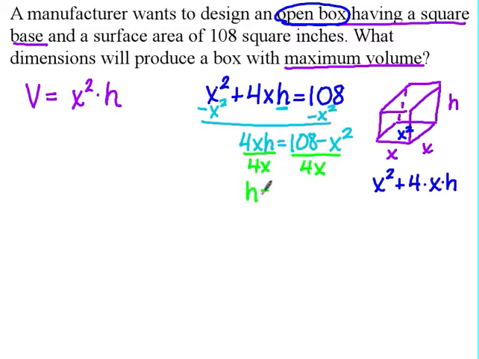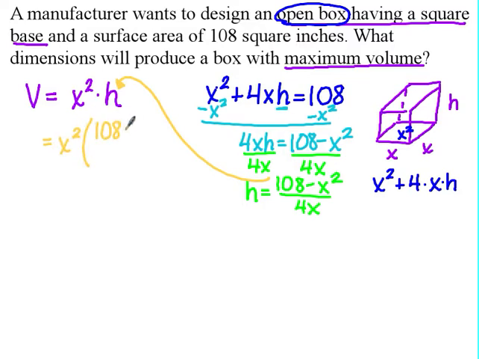What a lot of people do here is they try to divide things individually. We can talk about that. I don't know if I would really divide right now. I think we're good because what's going to happen is we're going to now plug this in right here for h. So my volume is actually going to be x squared times 108 minus x squared over 4x.